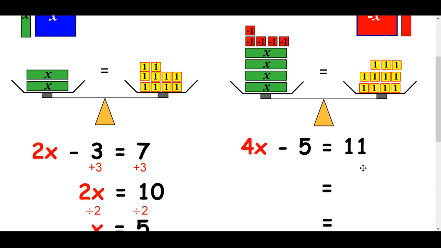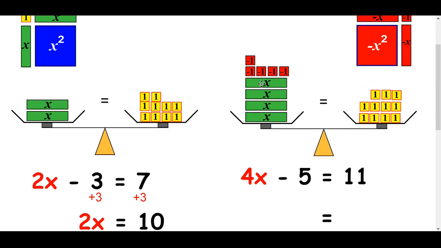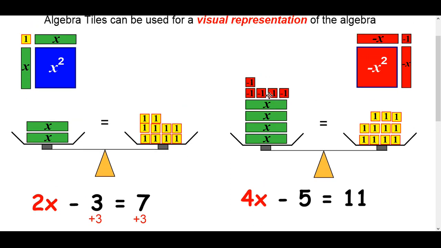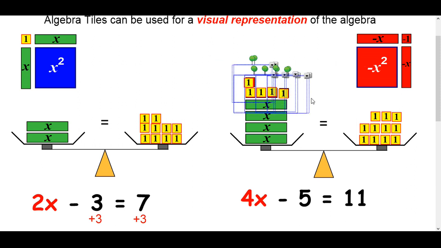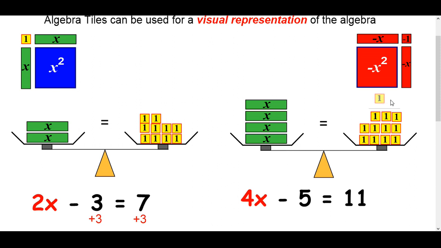Again, let's do the same thing over here. So I've got 4x take 5 equals 11. Now to cancel these out and get back to 4x, if you like, I need to put 5 on here. 1, 2, 3, 4, 5. Okay, so that will cancel those out. But what I also need to do is put the 5 over here. Now to do that quickly, I'm just putting 1 and I'll clone those ones and that will give me 5.